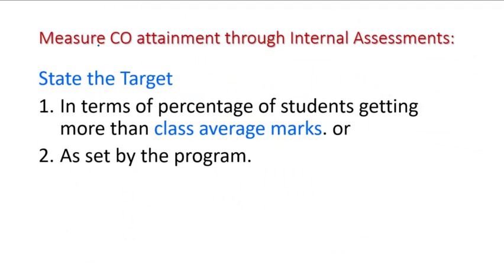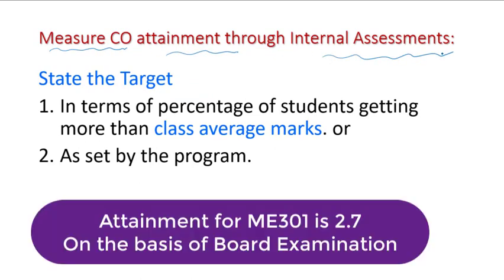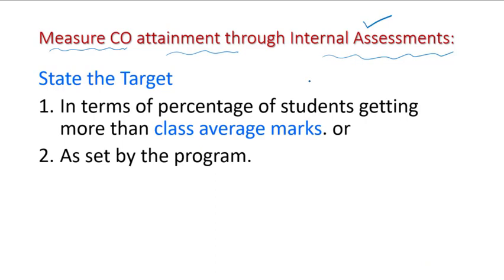Now we will measure the CO attainment through internal assessment. We have already computed the CO attainment on the basis of the board examination. Now the next component is the internal assessment component. For internal assessment, we have all the records for every CO, CO1, CO2 and so on. For this also we have to state the target for calculation. The target may be in terms of the percentage of students getting more than the class average marks.